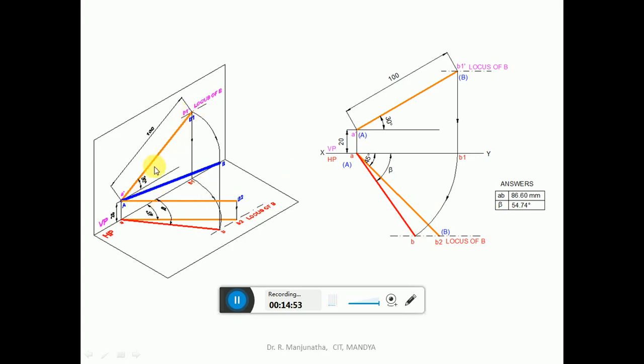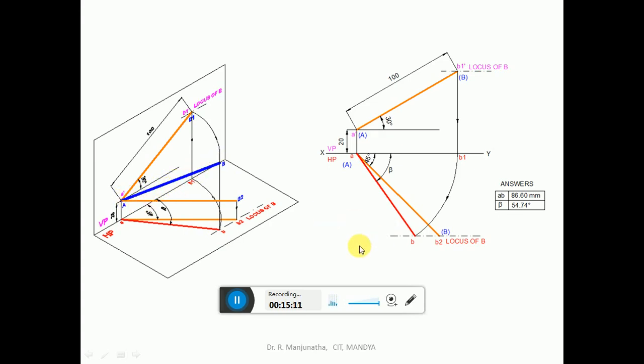You are considering the true length in VP. You are rotating the true length in VP such that it cuts the locus of B here, so that this vertical distance comes to this distance here. So join A to B; this is going to be the actual line in space.